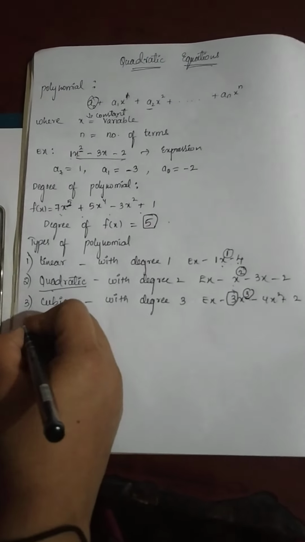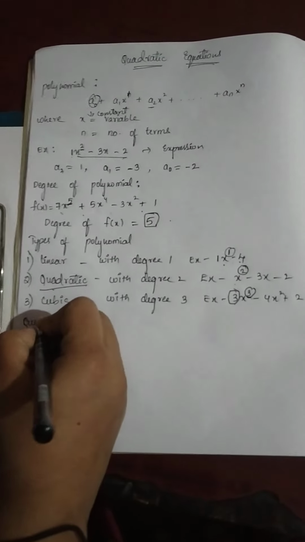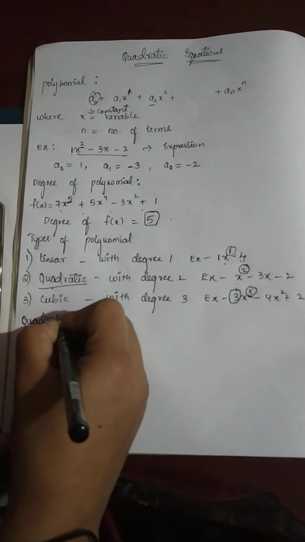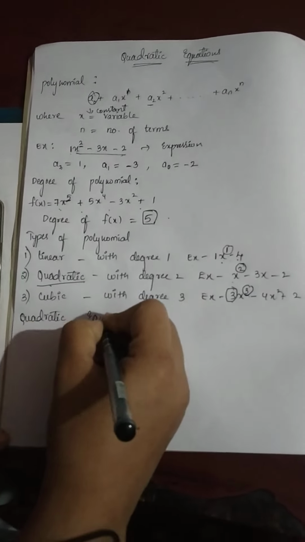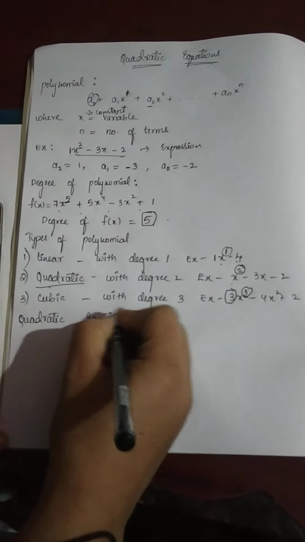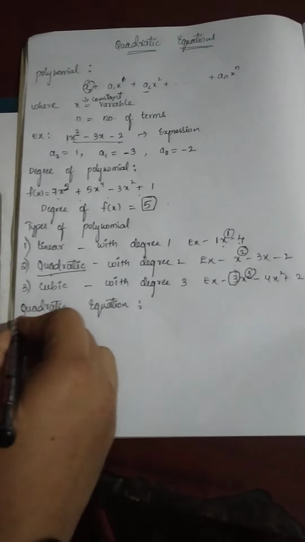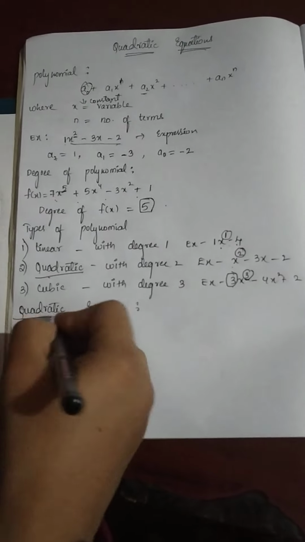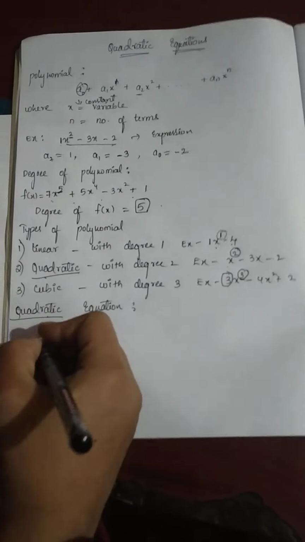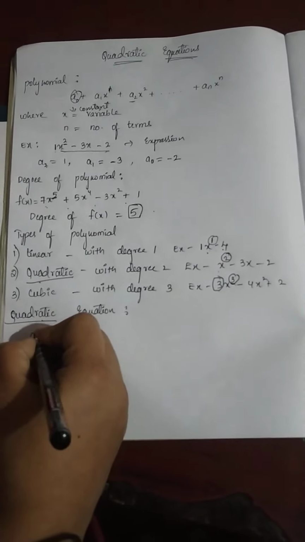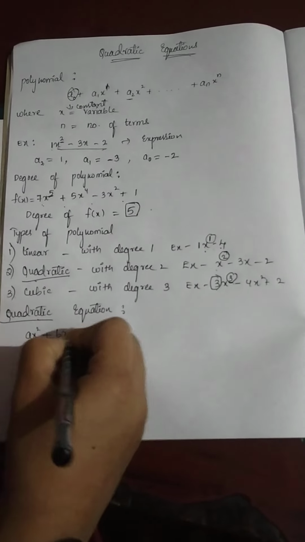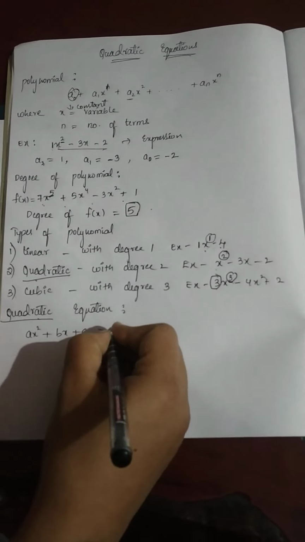Next comes the quadratic equation. Quadratic means, as the name itself indicates, this quadratic and this quadratic are the same. This should be of the form ax square plus bx plus c equals to 0.